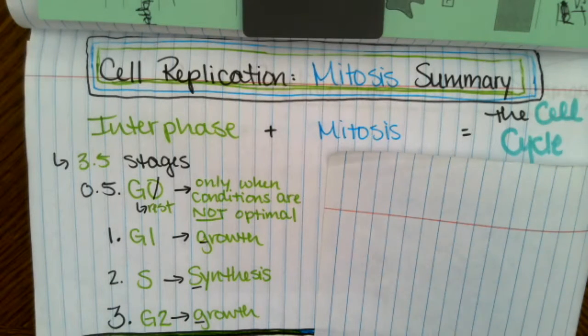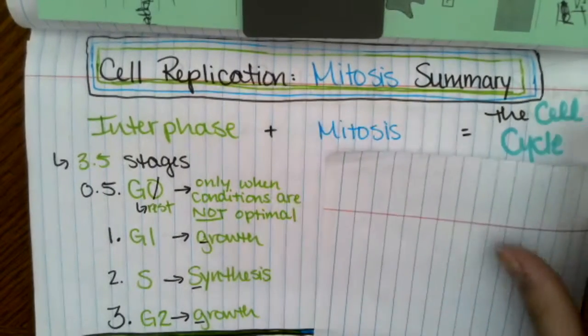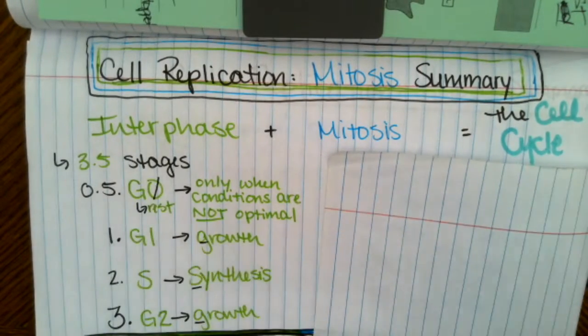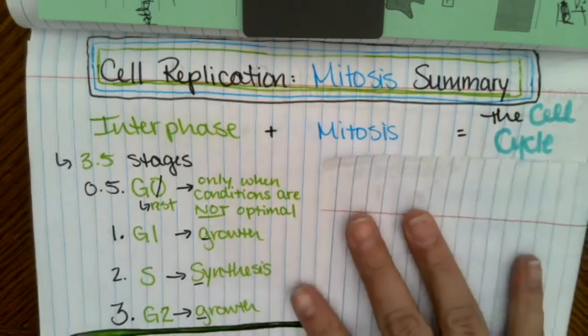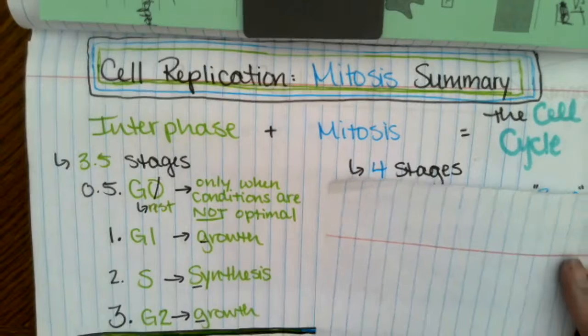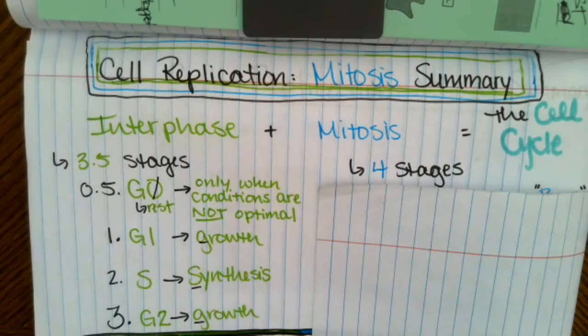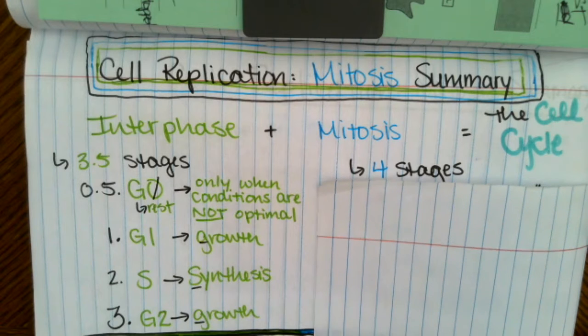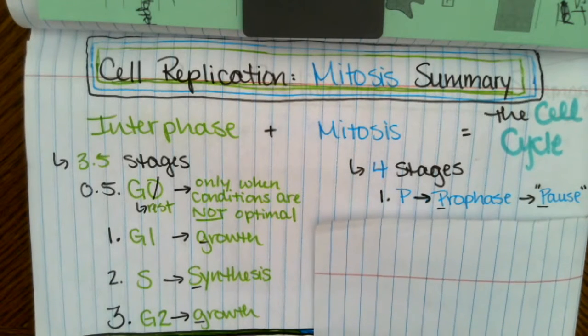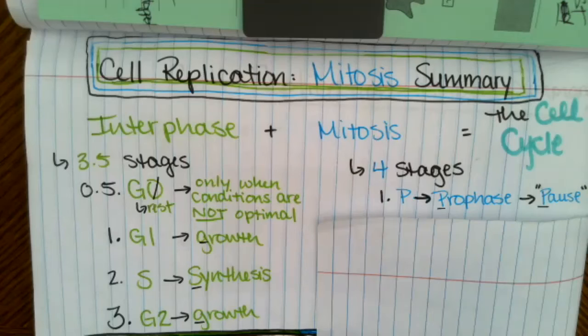Okay. Now let's talk about mitosis, the second part of the cell cycle. So mitosis, aside from the 3.5 stages in interphase, is going to have its own full 4 stages. So we don't have any, sometimes it's going to occur here, sometimes it's not. Everything is always going to occur. Okay. All these 4 stages are going to occur. So our first stage of mitosis is the P phase. Okay. P is going to stand for prophase, or it can stand for pause.